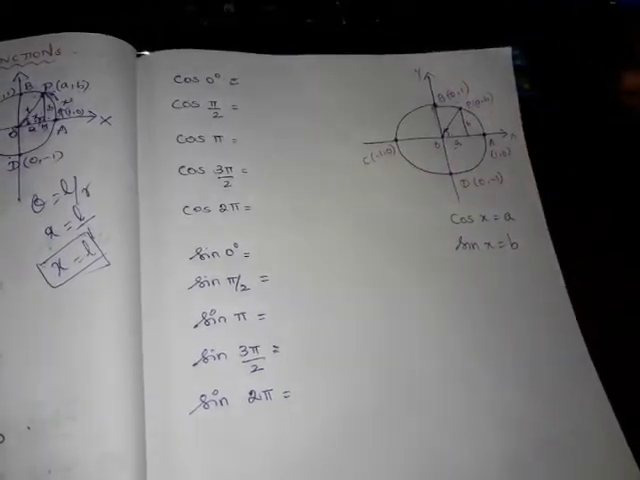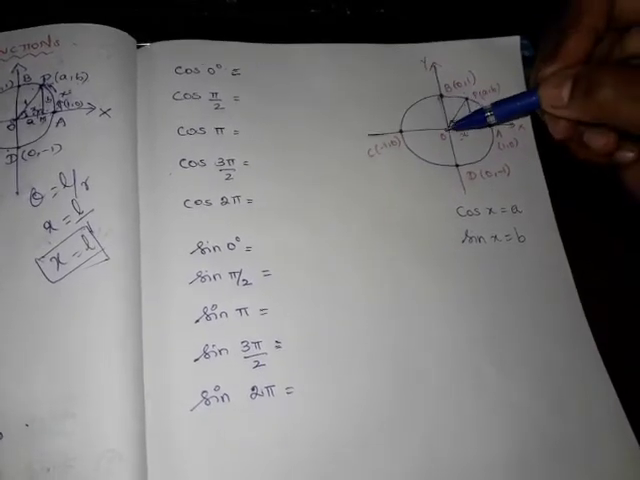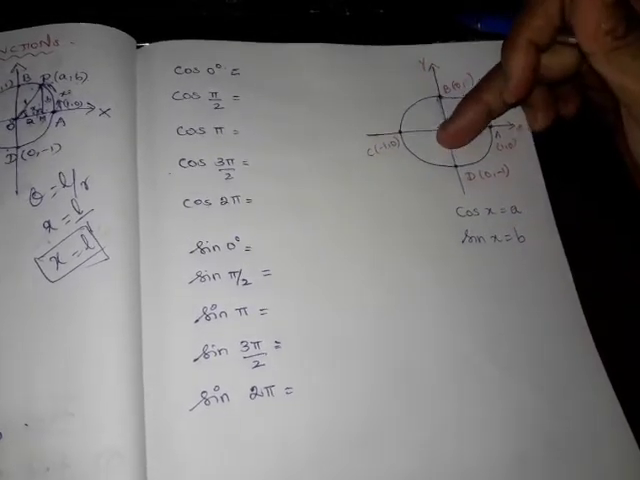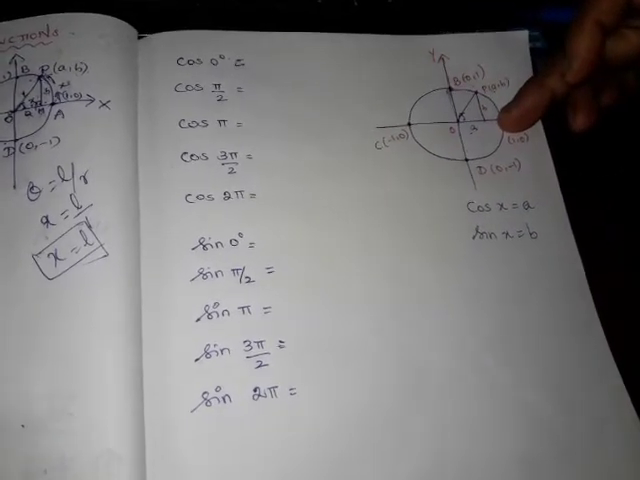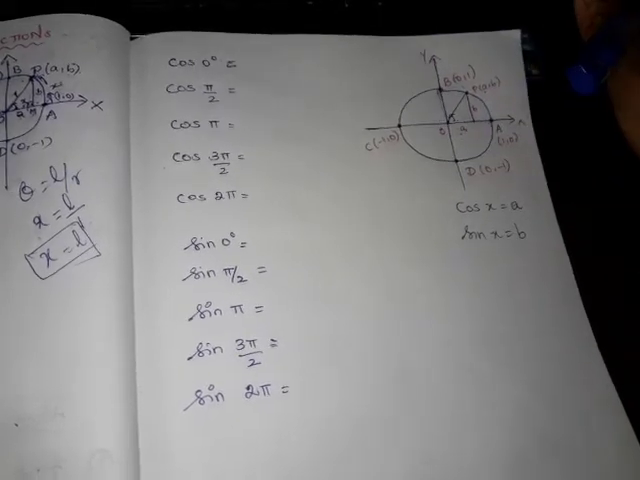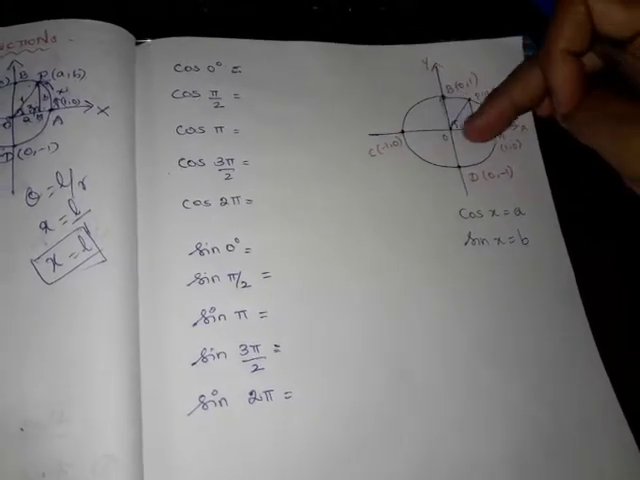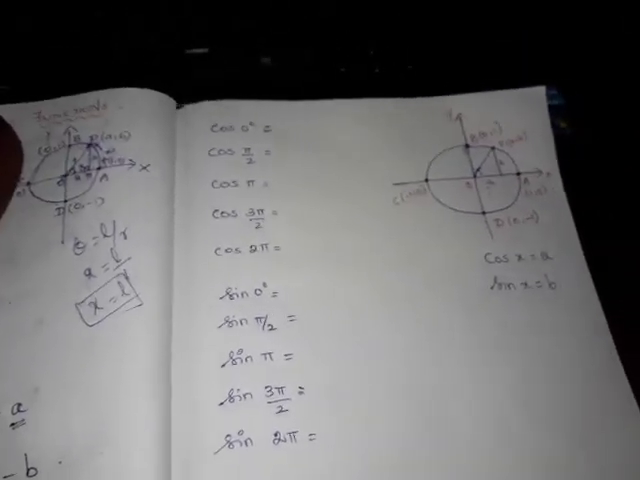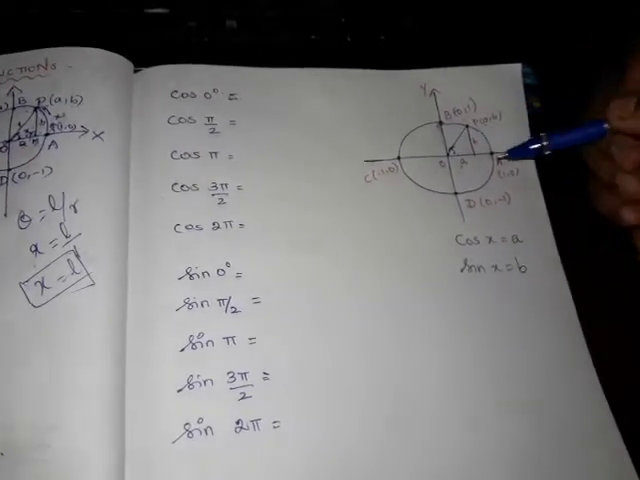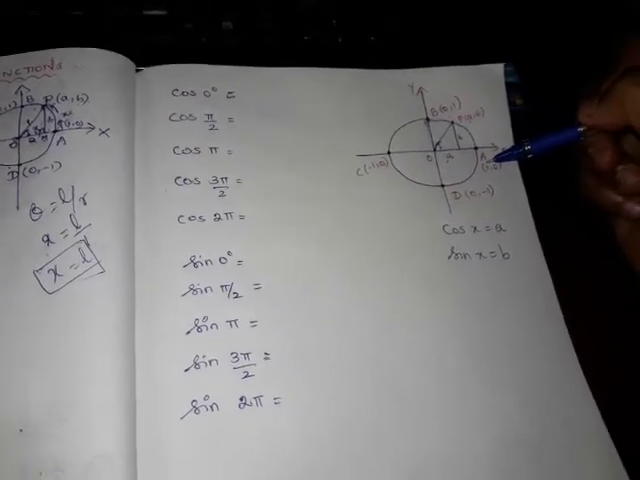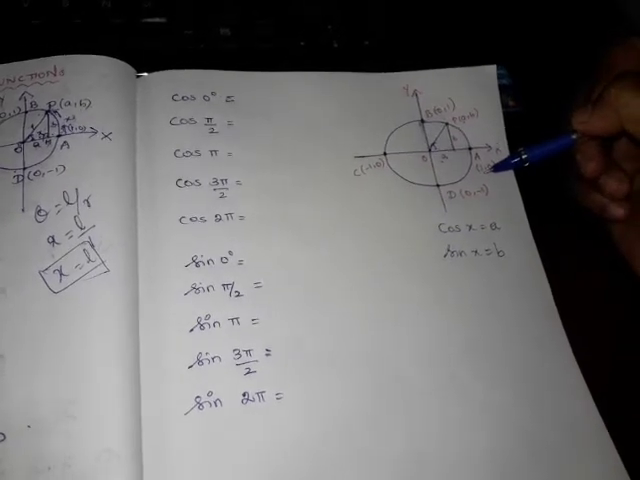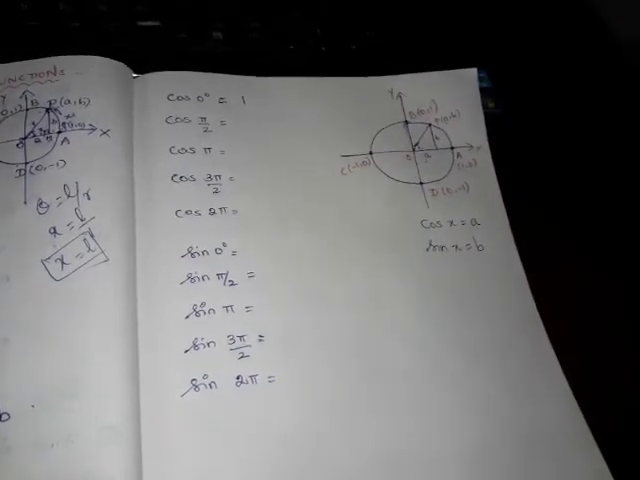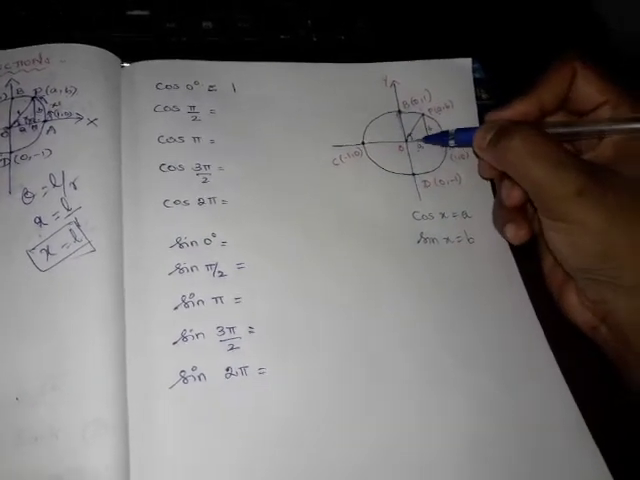Now if you see cos 0, cos 0 means the angle is 0, in the sense this OA is going to be your initial side and this OA is going to be your terminal side as well. There is no angle at all. It doesn't rotate, it doesn't revolve. Therefore A point is going to be your initial point as well as your terminal point. So what is the x coordinate of A? 1. Therefore cos 0 is going to be 1.